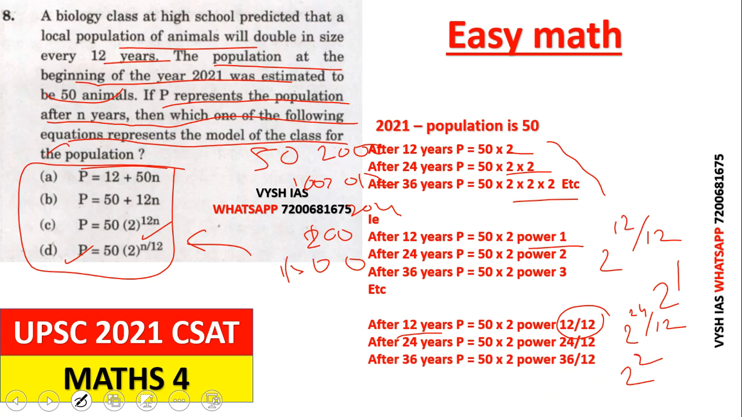Why did we do this? Because in the options we have a 12 everywhere, so we have to somehow bring 12 into our formula. That is why, if you see, we are dividing each number by 12 and making it look like it has some relation with 12.